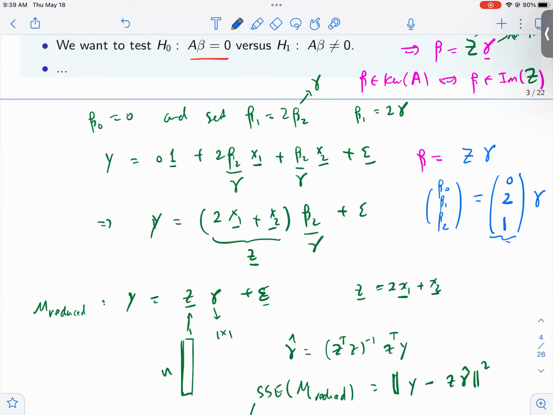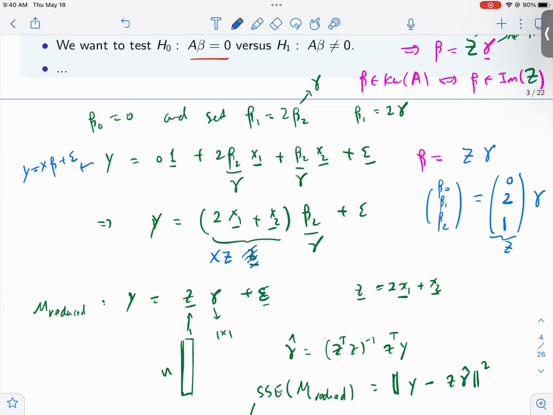Then what would this be? I'm plugging that beta into X. So this is Y equal X beta plus epsilon, and I'm plugging that beta in. This would be X times Z. Okay, so this is the new design matrix. I called this Z originally, but later we changed notation. So when you plug in beta equal to Z gamma, then XZ would be your new design matrix.